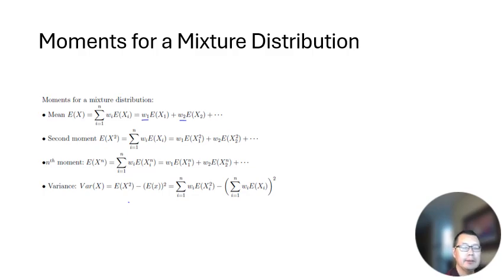Okay, this slide is about the moments for a mixture distribution. You can see it follows the same formula as PDF or CDF. The mean, E[X], is the weighted sum of each E[Xi]. Similarly for the second moment or nth moment. And for variance, we know the variance formula, so we will be able to calculate that for a mixture distribution too.